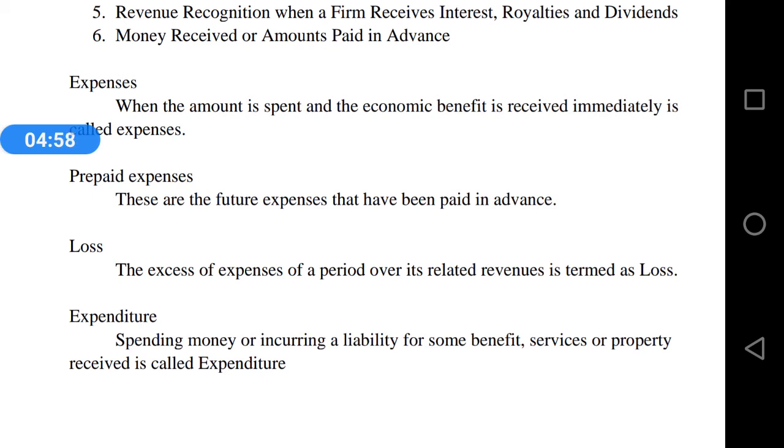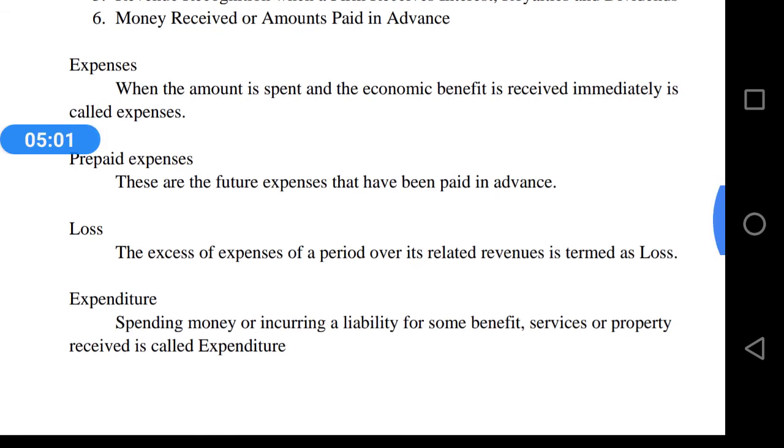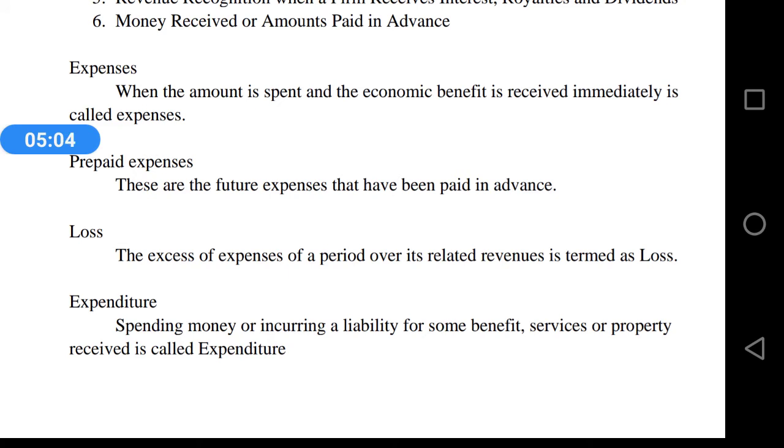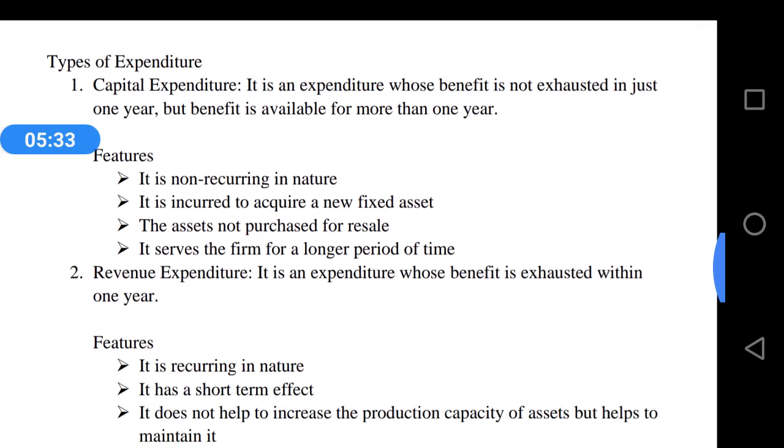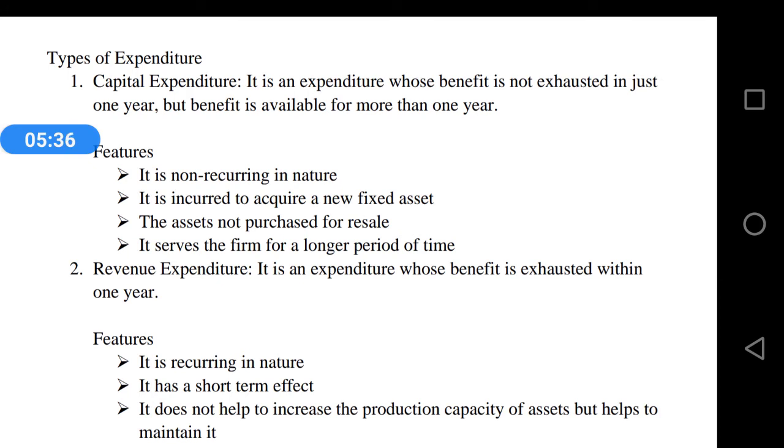Okay, then expenditure. Spending money or incurring a liability for some benefit, services, or property received is called expenditure. So here expenditures are the amount incurred to get long term benefit. Okay, or spending money or incurring a liability for some benefit is called expenditure. So expenditures are classified as capital expenditure, revenue expenditure, and deferred revenue expenditure. And the most important are capital and revenue expenditure.